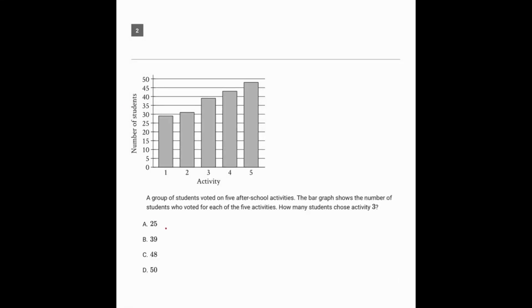Going over to question number 2 now. Here we're simply being asked, how many students chose activity 3? Now the number of students, that's just the y-axis. So activity 3 seems to be coming in above 35, but below 40 and a lot closer to the 40. So I might even say something like 38, 39. And looking at the answer choices, 39 is the one being offered to us. So the answer here is B.